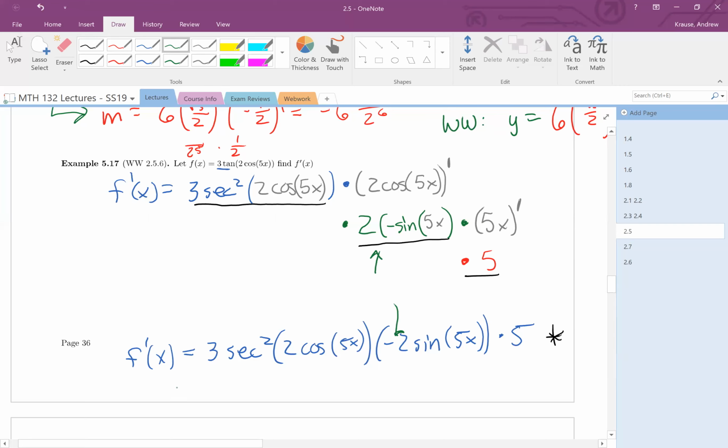You could have collected all of these constants, so we could have maybe collected, we have a 3 and a -2 and a 5, that's a -30. And then we have secant squared, and we can't take this 2 out of here because it's on the inside of secant. And we can't take this 5 out of there because it's on the inside of sine. So that's a little bit more simplified version of that problem.